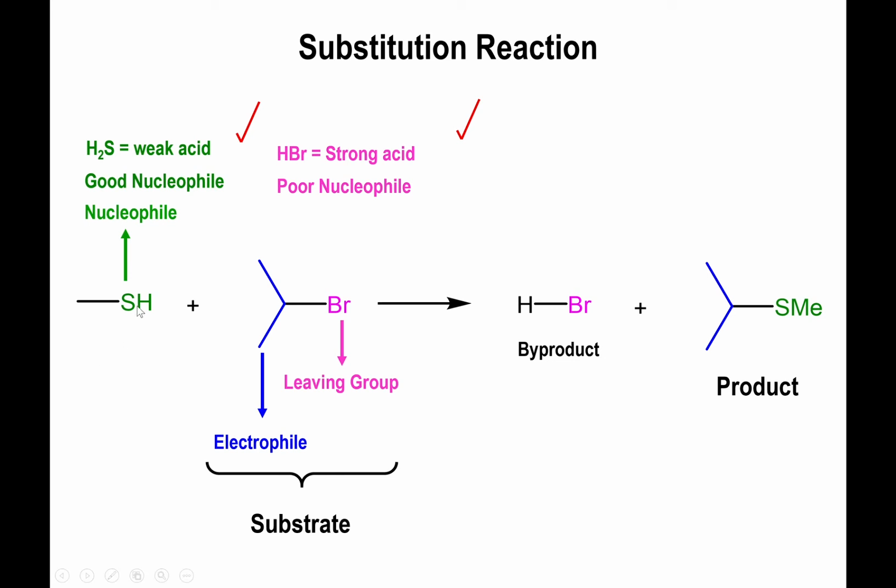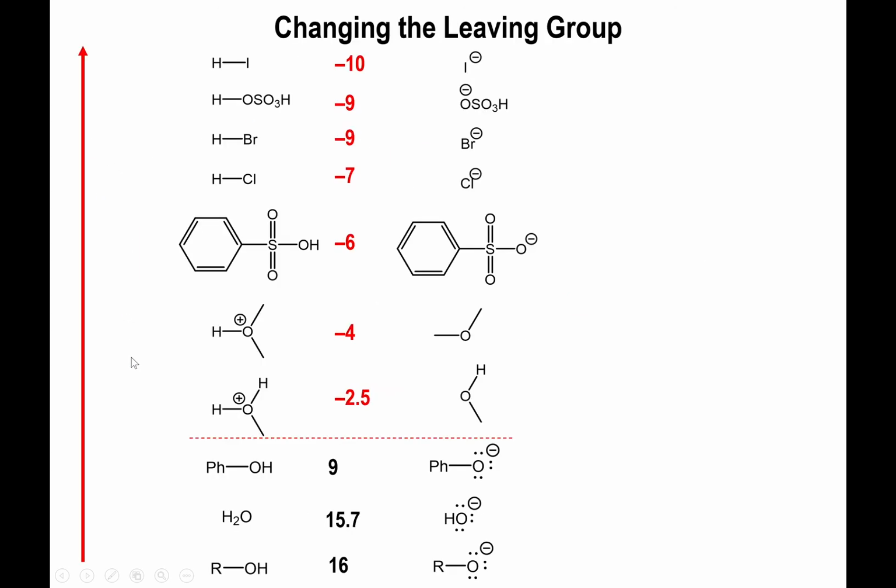The other aspect too is that if you look at HS, the conjugate acid of it is H2S, which is a weak acid. So this could be a potential nucleophile, right? But definitely not a leaving group, because you need a strong acid as the conjugate acid for this to be a leaving group.